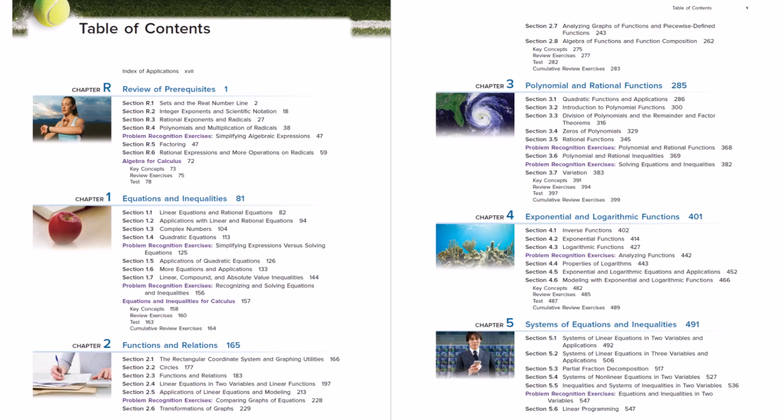Okay, we're continuing with the pre-algebra chapter in the algebra textbook. In this video, we're going to go through the third section, which is on rational exponents and radicals.